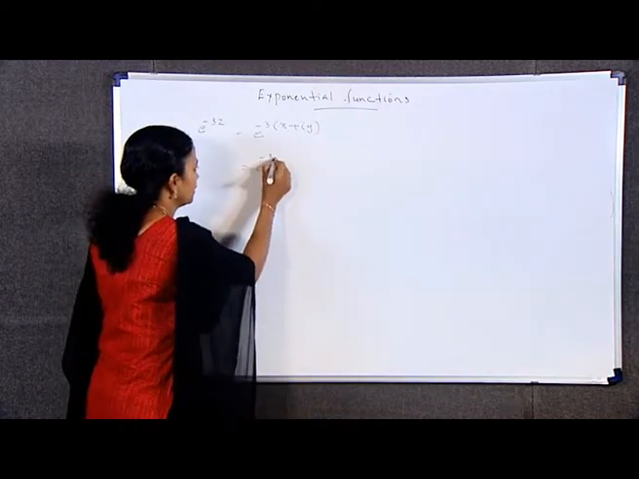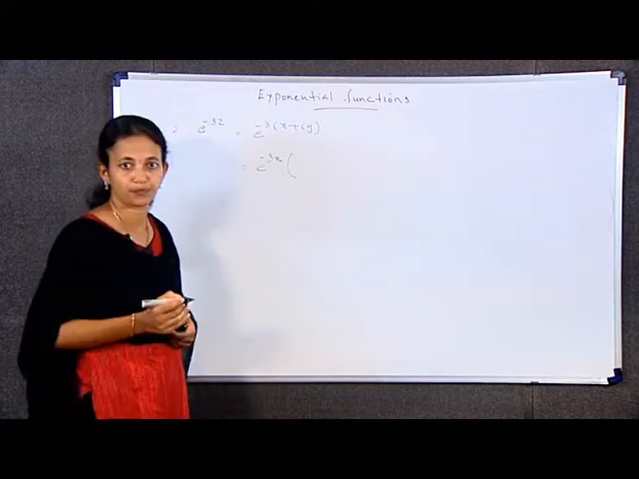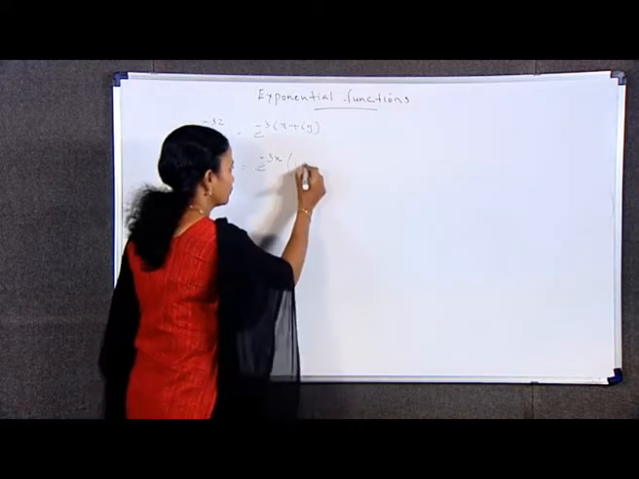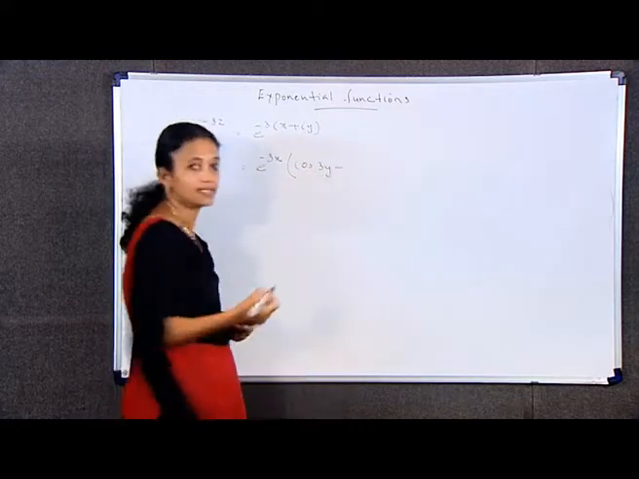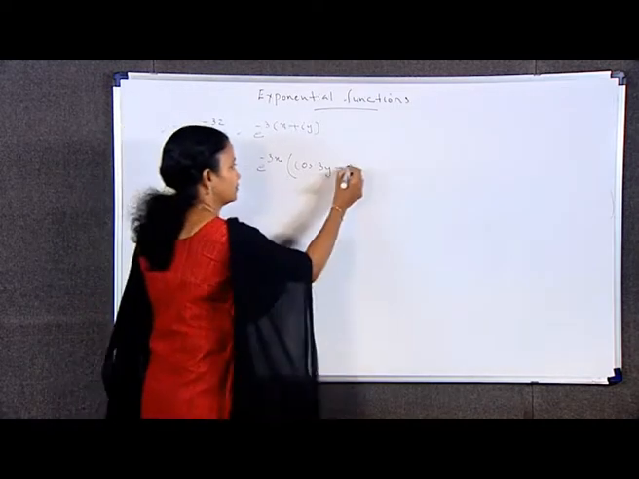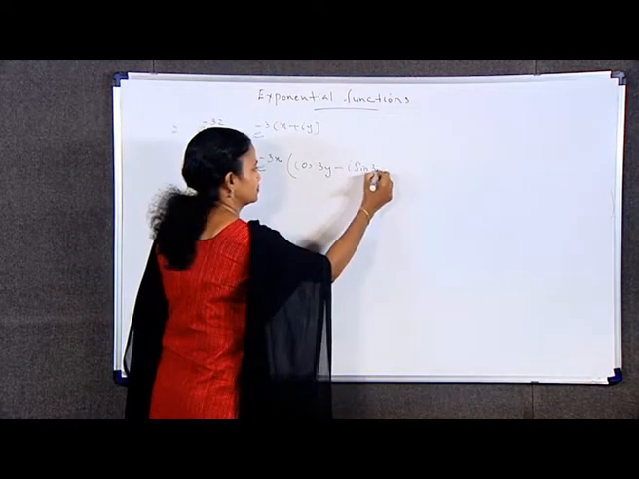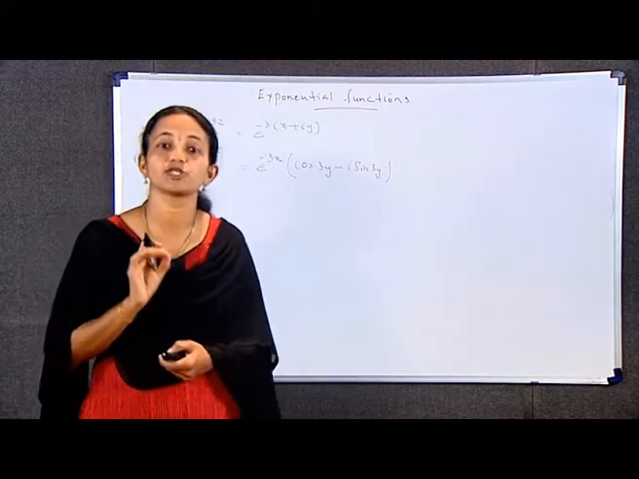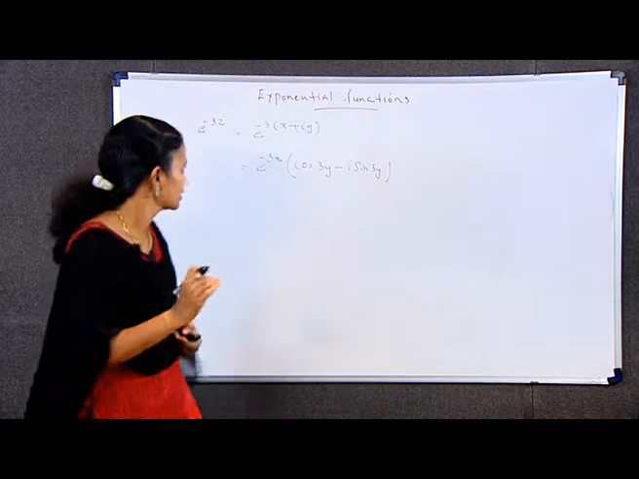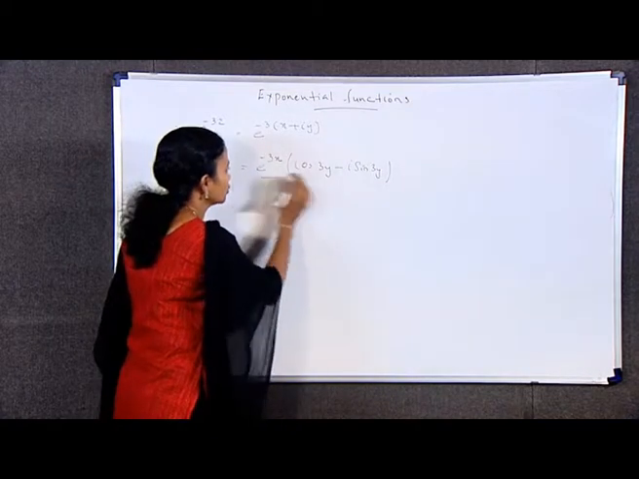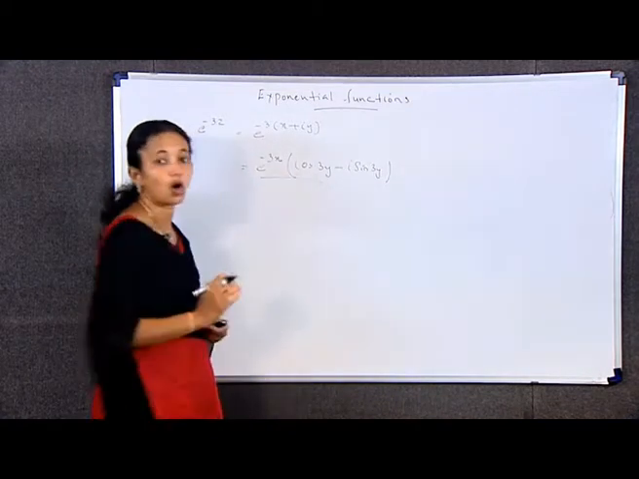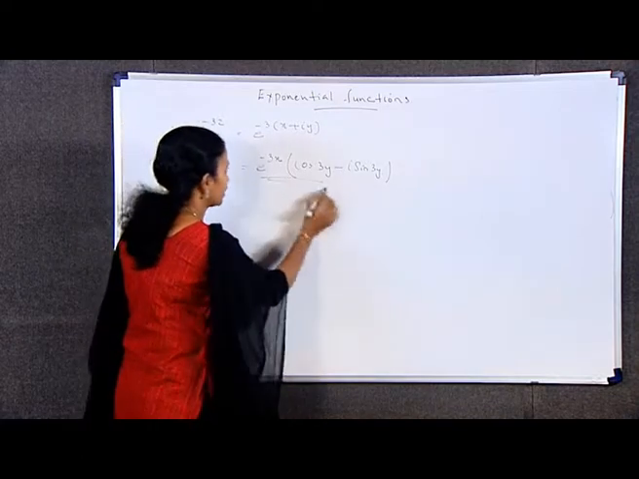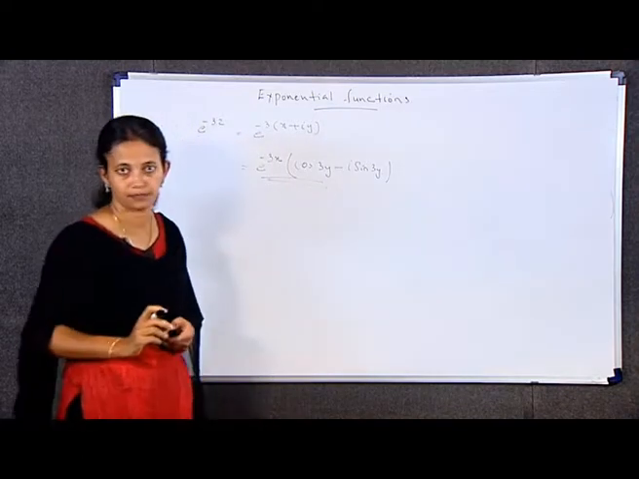So, which is equal to what? e raised to minus 3x into cos 3y minus i sin 3y. Here, the real part of e raised to minus 3z is what? Here we have the real part, e raised to minus 3x into cos 3y. This is the real part of e raised to minus 3z.